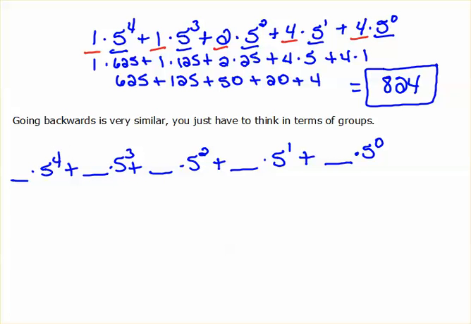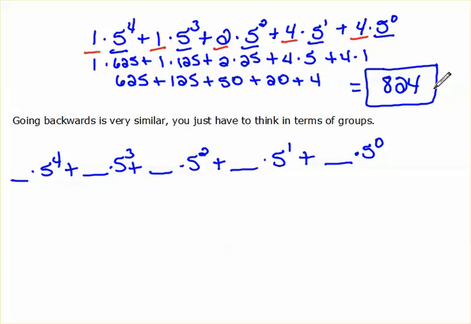Now, we don't really have to go any bigger than that because our next place value would be 5 to the fifth. And if you do it on your calculator real quick, 5 to the fifth is 3,125. Well, 3,125 is much bigger than 824, so there's no way we could have groups of that inside 824. We'll do some examples so you'll see what I'm talking about.